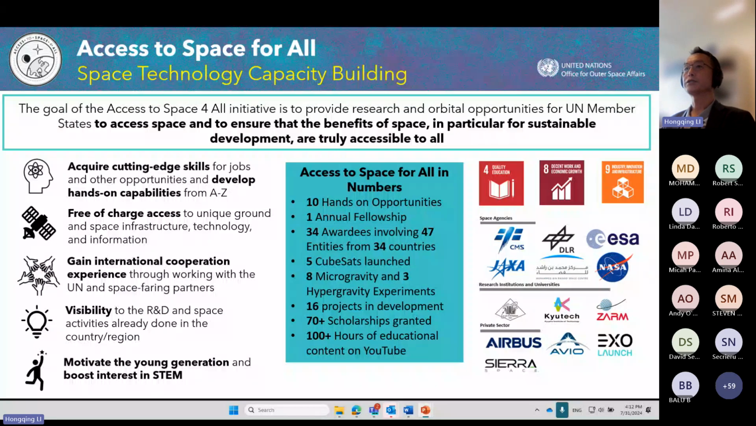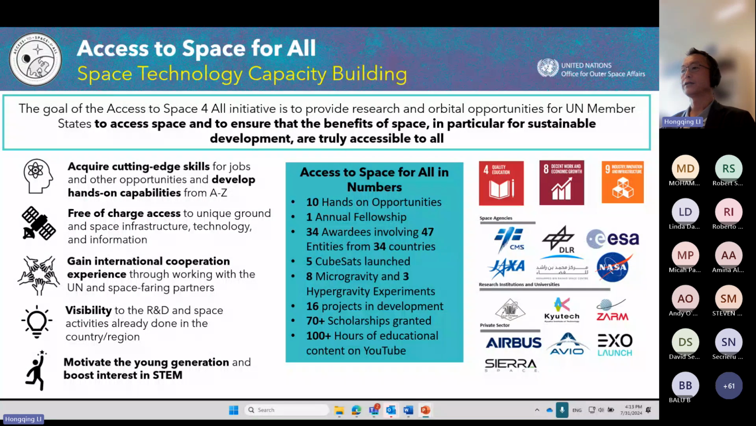Until now, this slide just summarizes our achievements. Now we have worked in the blue section. You can see that we now have 10 hands-on opportunities and 1 annual fellowship. Until now, we have announced 34 awardees involving 47 entities from 34 countries all over the world. We have already launched 5 CubeSats, and 4 of them, I think, are the first CubeSat satellites of their countries.